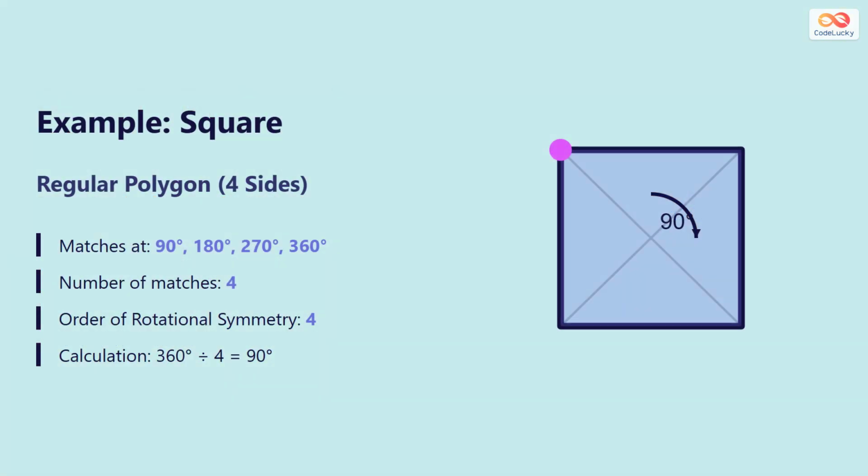Next, consider a square. A square is a regular polygon with 4 sides. As we turn it, it matches the original shape every 90 degrees. It matches at 90, 180, 270, and 360 degrees. Therefore, a square has an order of 4.